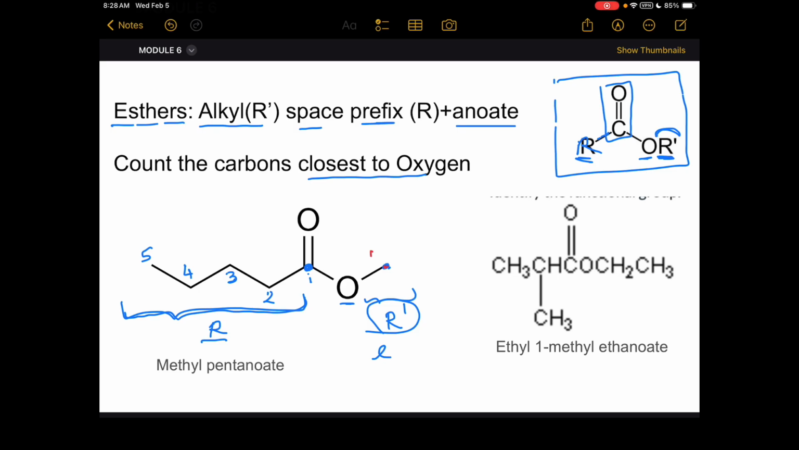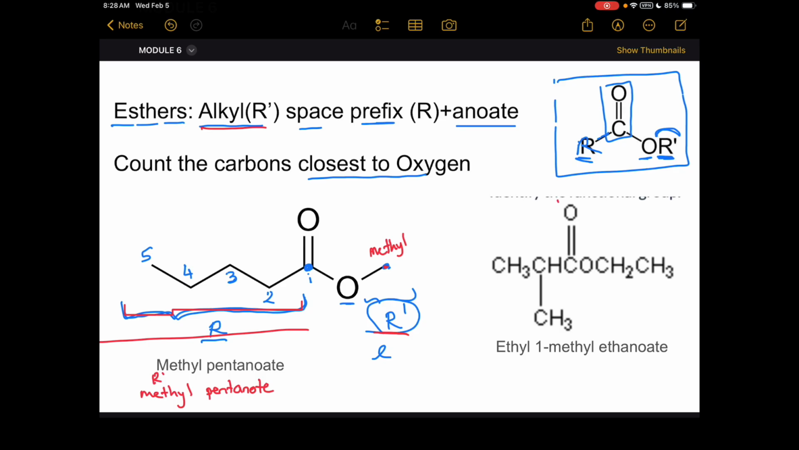Because there's only one carbon, this is methyl. So I'm going to start with methyl. Okay, that's my alkyl name. That's my R prime. I'm going to put a space, then I'm going to put the prefix of this R group. What's the prefix? 5 carbon, pent. Okay, that's pentane. Prefix pent, and I'm going to continue with anoate. Pentanoate. So it's a methyl pentanoate.